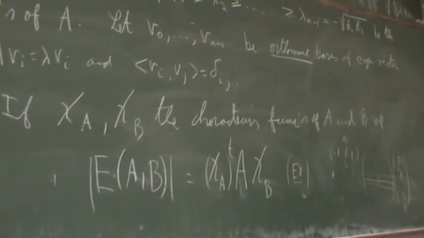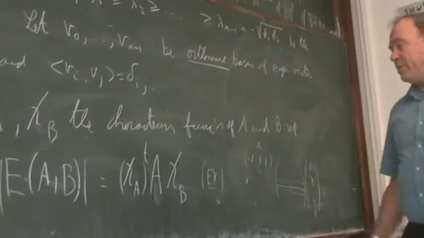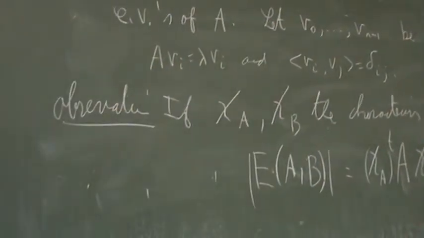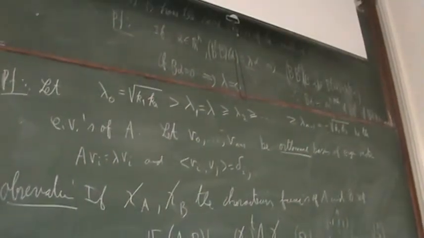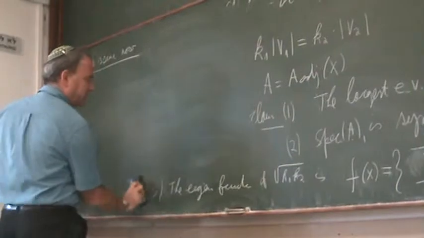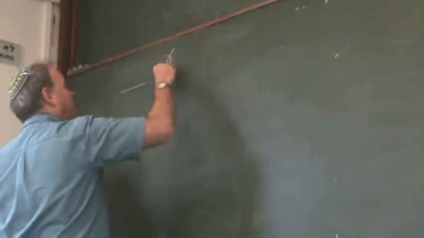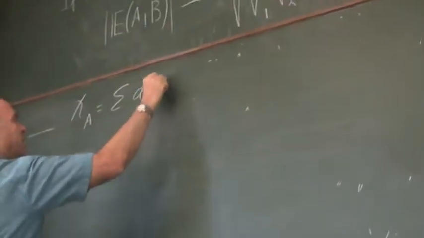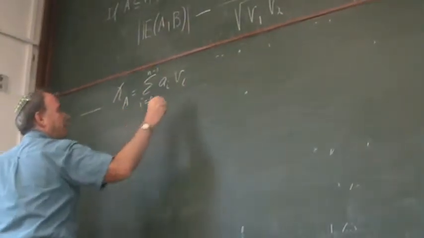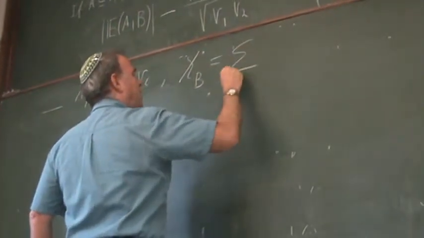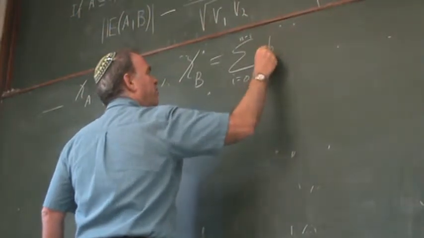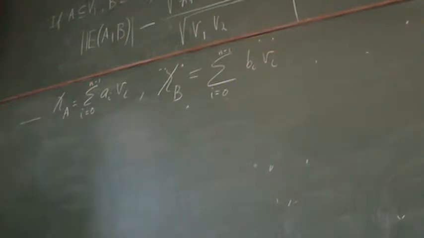Okay, but anyway, this is a good observation, which helps because now we can easily translate the combinatorics to spectral information. Because if we write chi of A as sigma of ai vi, i goes from 0 up to n minus 1, and write chi of B as sigma, i goes from 0 up to n minus 1, of bi vi, right? We can write everything using this orthonormal basis.